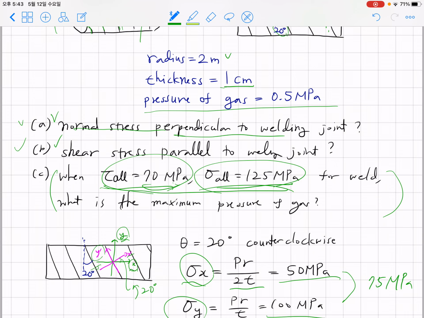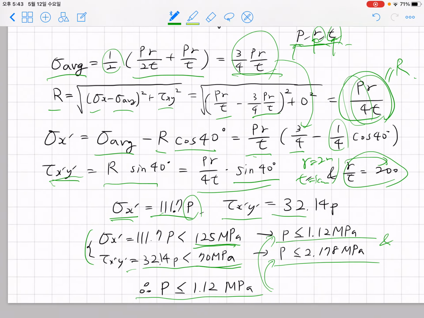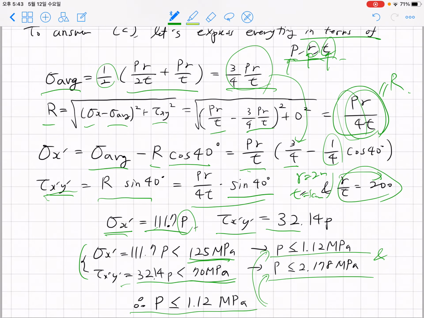When the material strength is given, what will be the maximum pressure of gas that can be stored in this cylindrical pressure vessel? Okay, so with this, let me finish the recording of the first problem.